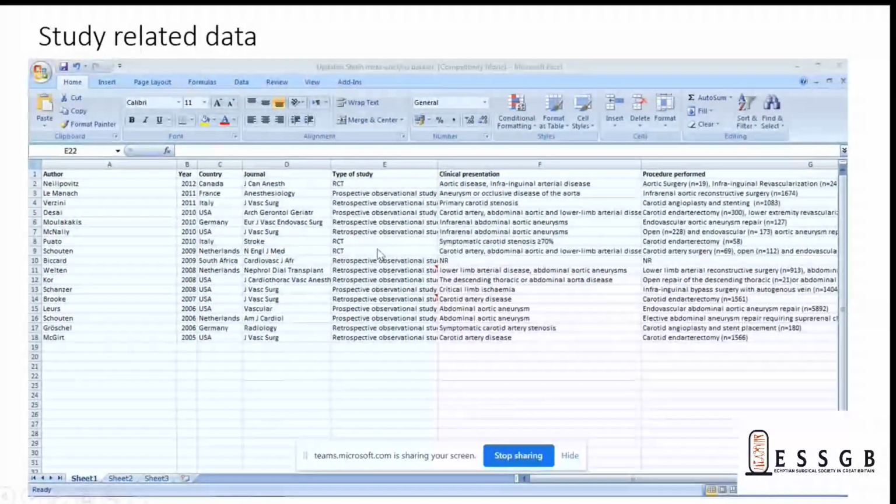And then the study design. It could be an RCT, a prospective observational study, or a retrospective observational study. Prospective observational studies are cohort studies. Retrospective can be cohort or case control, but you can group them as this. And then the clinical presentation as appropriate.